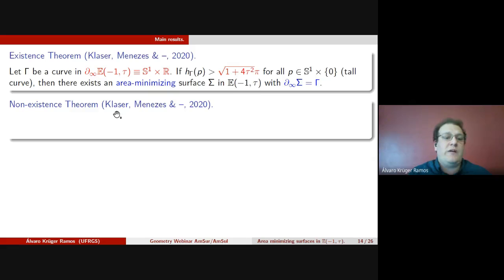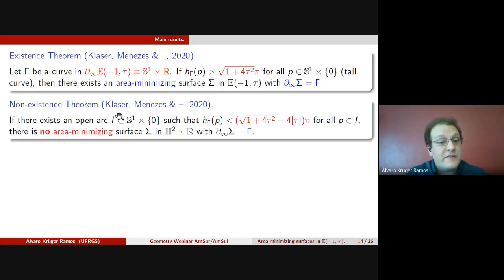And on the other hand, we also have a non-existence theorem, but unfortunately, the bound is not the same. We didn't find the same constant here. If there is an open arc such that the height is less than the square root of 1 plus 4 tau squared, and here is a term which we don't like, minus 4 times the absolute value of tau, times pi, then there is no area minimizing surface with that particular boundary.